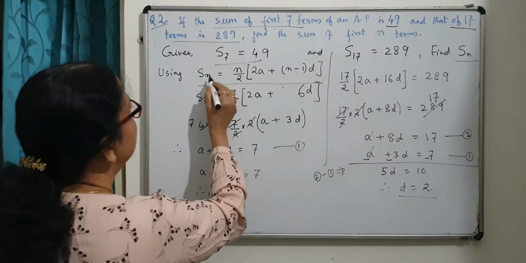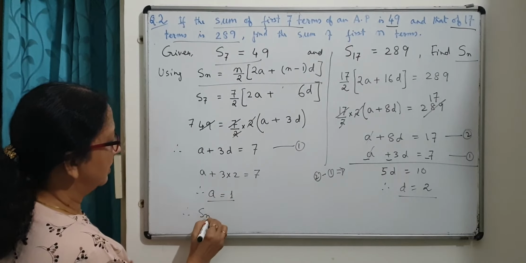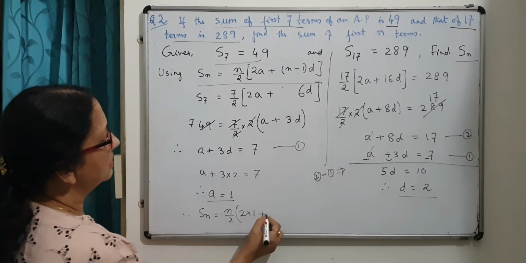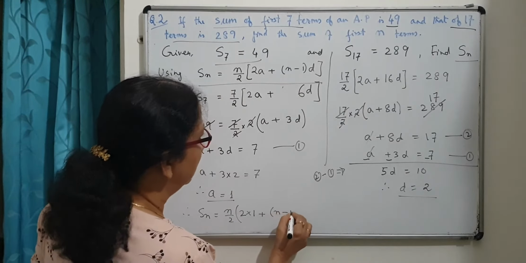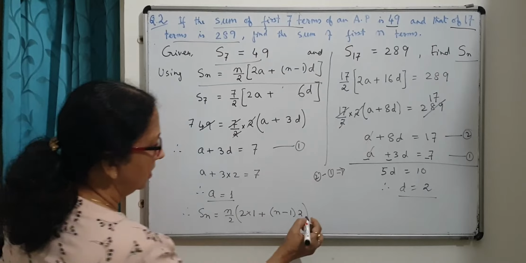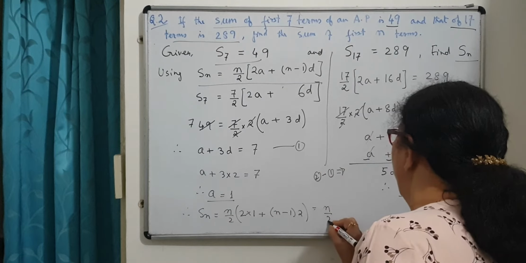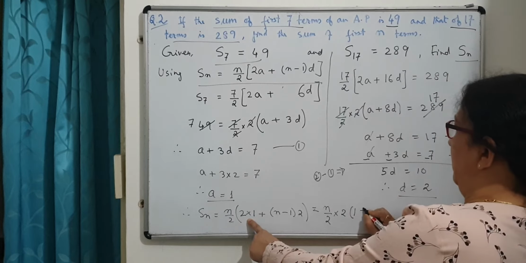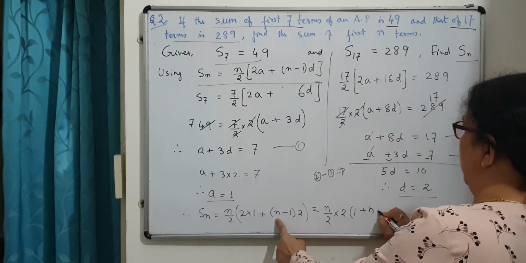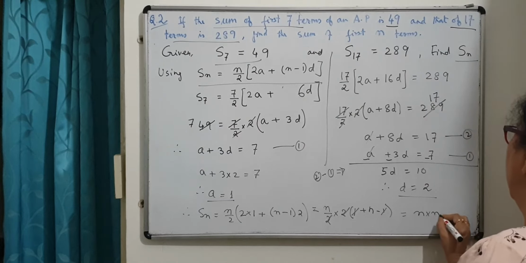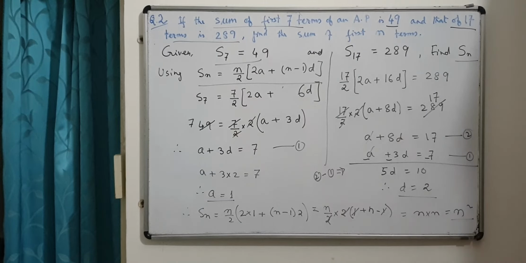Then for Sn, we just put the values here. Therefore Sn is equal to n by 2 times twice a, that is 1, plus n minus 1 times d, and d is 2. So again these 2s can be taken out, so I will cancel. Here n by 2, you take out 2 common, so 1 is left here, and n minus 1. So 2 gets cancelled. So n into n, that is n square. So that is the answer. Sn is equal to n square.